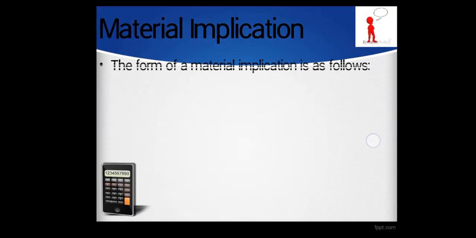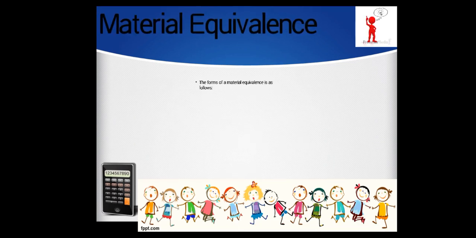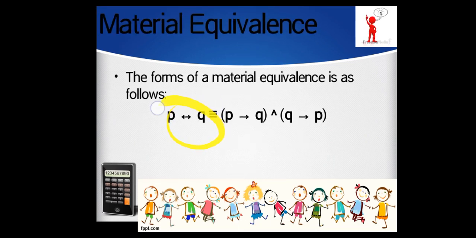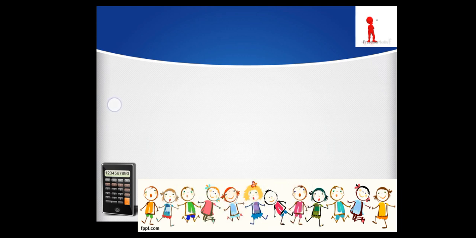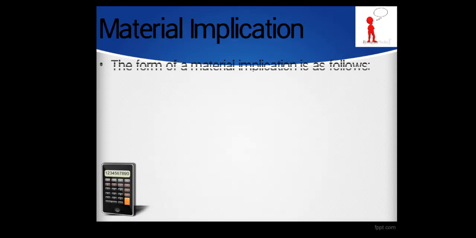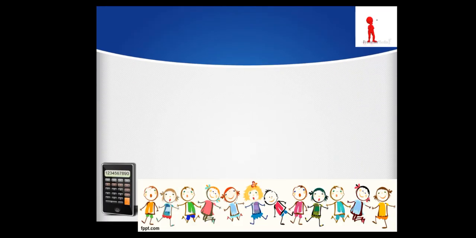This is what we call the conditional. Okay, this one. Sorry for that. This one is the biconditional: P biconditional Q is equivalent to P implies Q and Q implies P. That is the material equivalence.